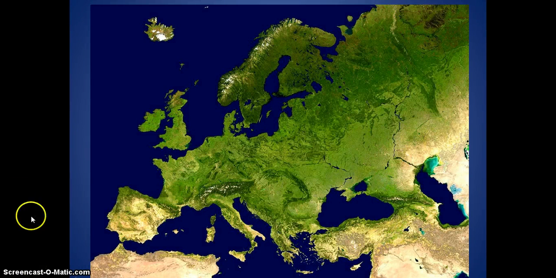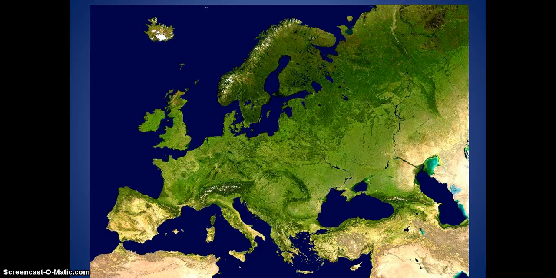Can anybody tell me what continent this is? Hopefully you know it's Europe. And this is a composite picture taken from space. One thing that's interesting about this picture is you can see there are no border lines on this map. You can't see where one country starts and where another one stops. I think that's interesting to look down on the continent of Europe and see what a satellite sees from space. And obviously a satellite from space can't see borders between countries.